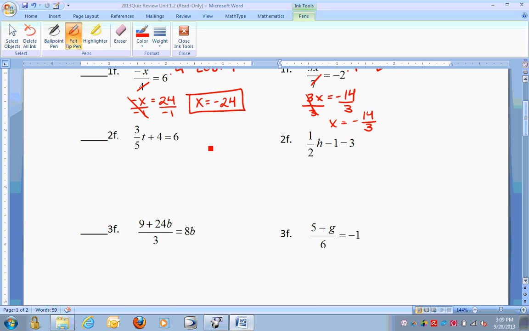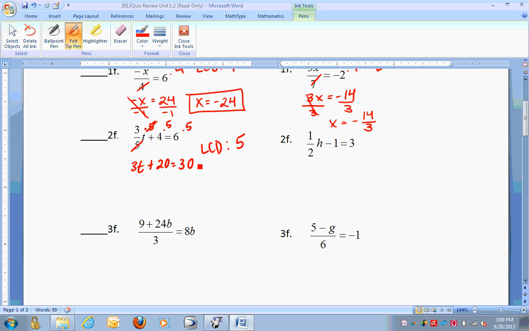All right, in problem 2, once again, we only have one denominator, which is 5. It's the only number in the bottom of my fractions in this entire equation. So I multiply each part of my equation by 5. Notice I have to multiply the 4 by 5 also. Then I cancel out what I can. Those 5's cancel. So I'm left with 3t plus 20 equals 30.